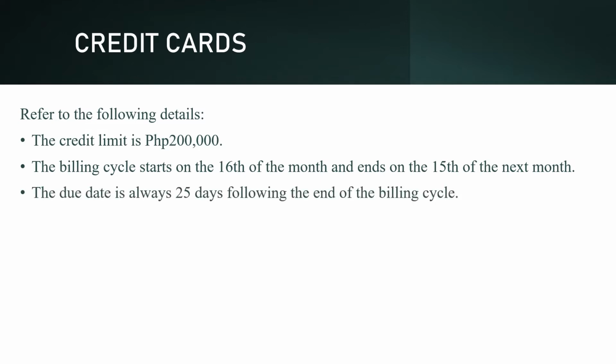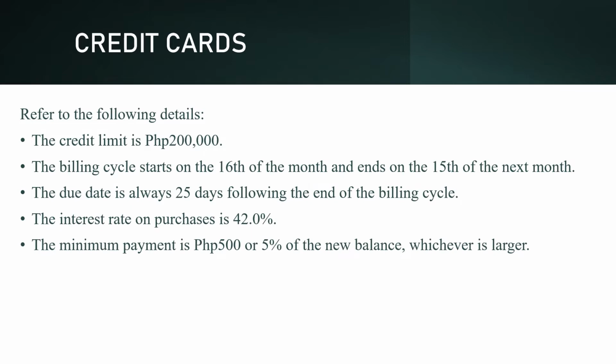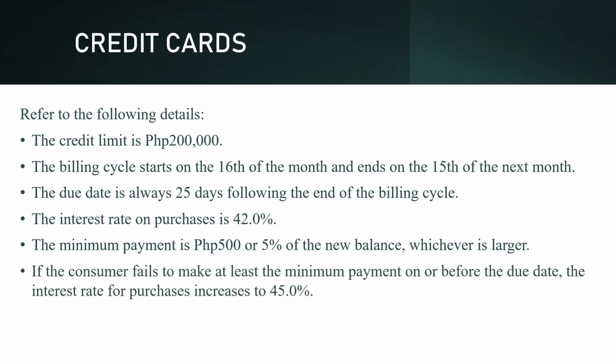The due date is always 25 days following the end of the billing cycle. The interest rate on purchases is 42.0%. The minimum payment is 500 pesos or 5% of the new balance, whichever is larger. If the consumer fails to make at least the minimum payment on or before the due date, the interest rate for purchases increases to 45.0%.